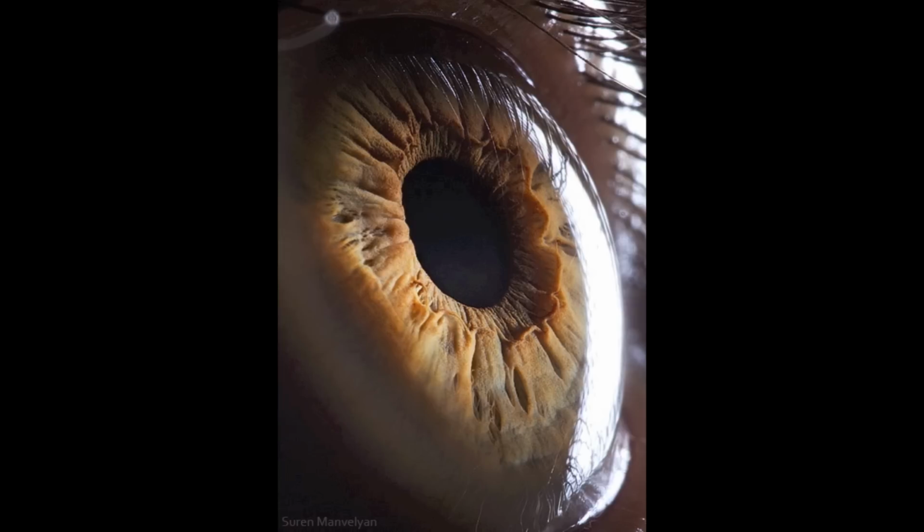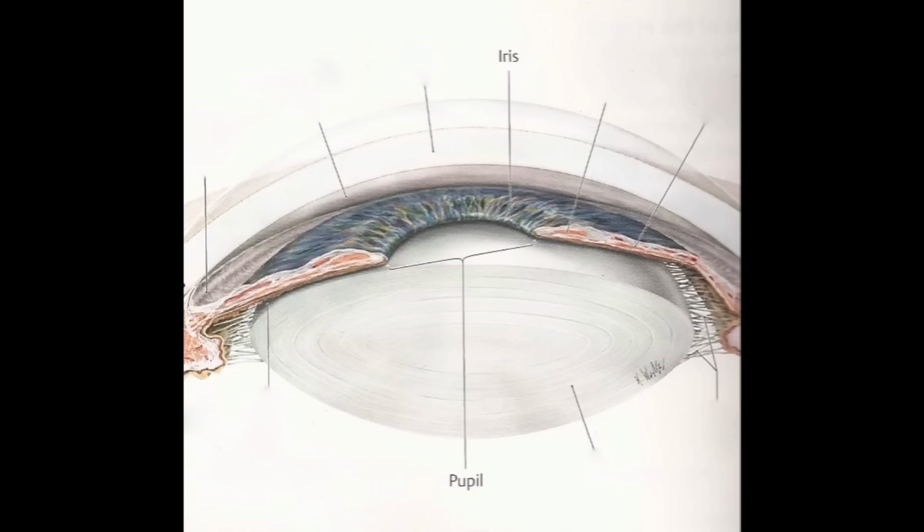The pupil is the hole through which light enters the interior of the eye after passing through the cornea. Its size is controlled by the colorful muscle known as the iris. The pupil dilates to let in more light and constricts to let in less light.